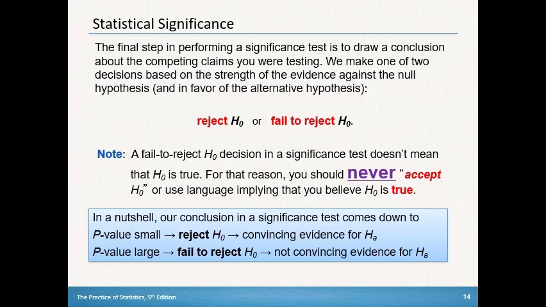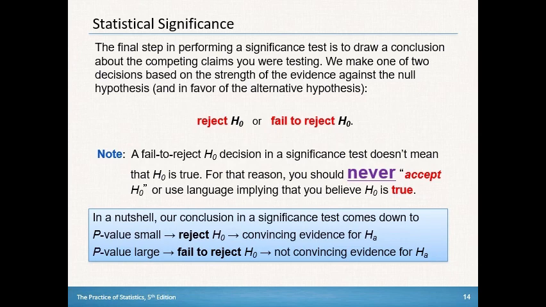So small p-values mean we reject the null hypothesis, and that says that we have convincing evidence for HA. We never say that H naught is false or that HA is true. We don't use those kinds of language. We don't say anything that makes it sound like we definitively know for sure that we did the right thing, because ultimately we could be making mistakes. And we'll talk about that in the next lesson.